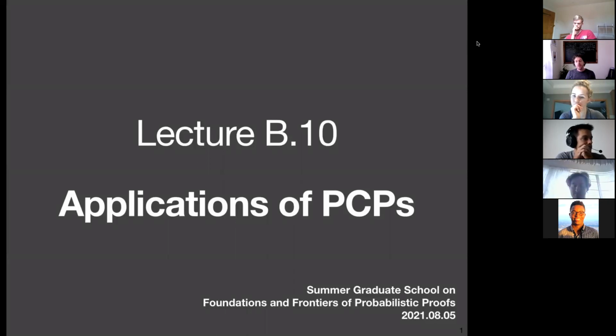We're going to talk about applications of PCPs, and also a bit about applications of IOPs. We're going to talk a bit about cryptographic proofs, hardness of approximation, and also discuss some open problems at the frontiers of probabilistic proof at the moment. And hopefully by this point, you have all of the preliminary knowledge that you need in order to start conducting your own research in probabilistic proofs. So without further ado, let's dive right into it.